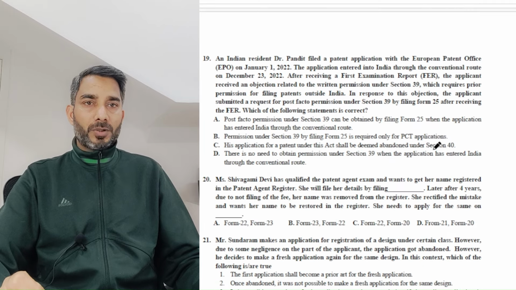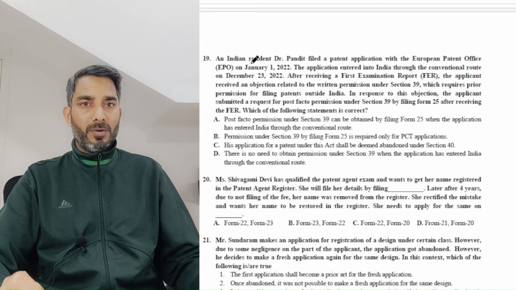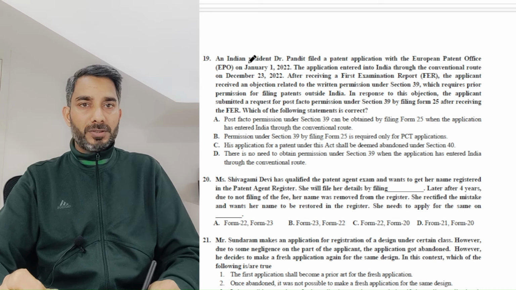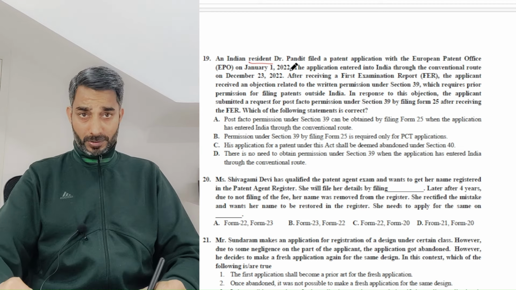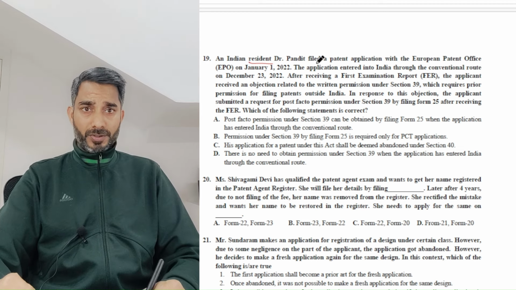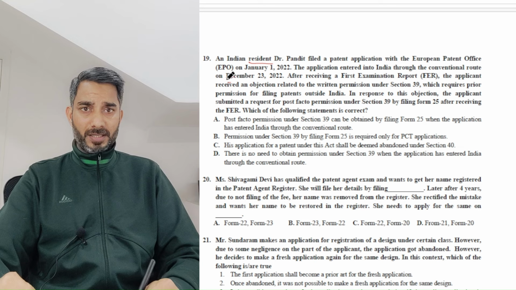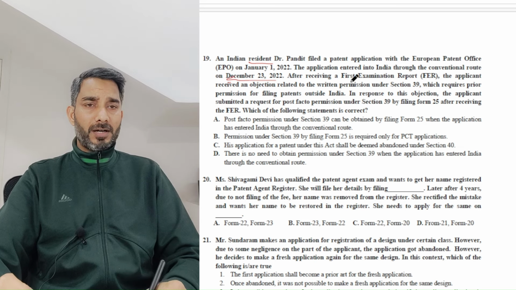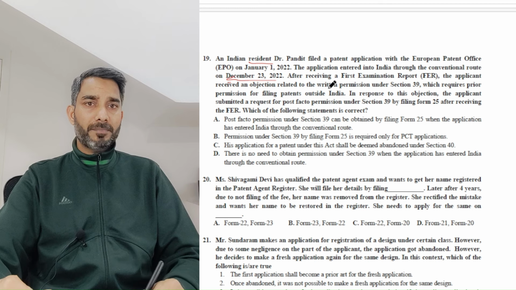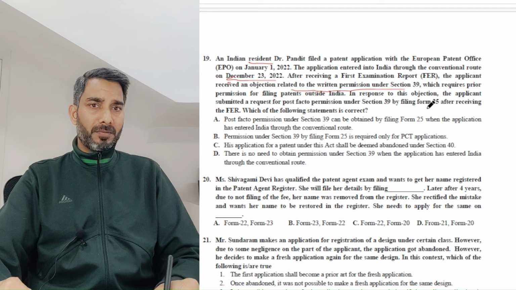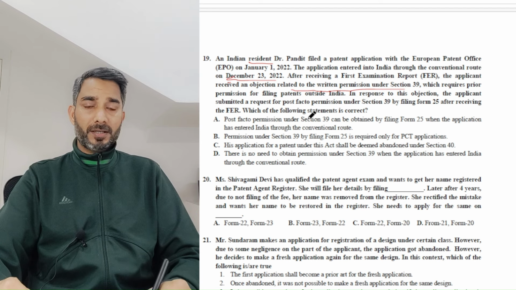An Indian resident, Dr. Pandit, filed the patent application with the European Patent Office. Indian resident. Wow. Filed directly with EPO. So there is no FFL obtained. January 1. The applicant entered into India through convention route. December 23. The timeline is good, but where is FFL? After receiving the first examination report, the applicant received an objection to written permission under, where is the written permission? Prior permission and so on. All that is there. Which of the following statements is correct?